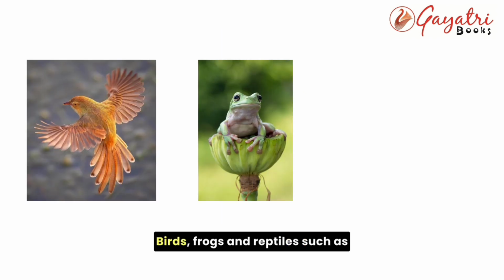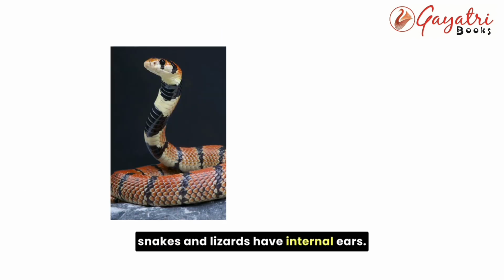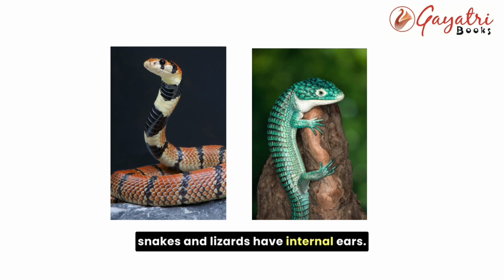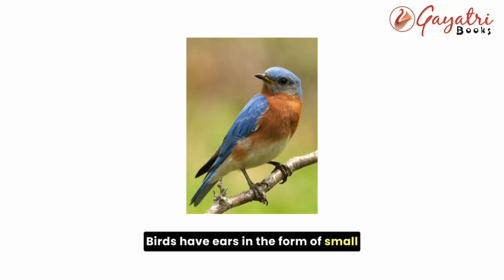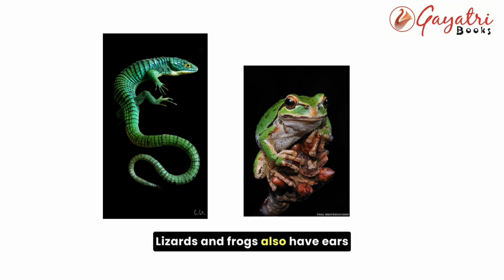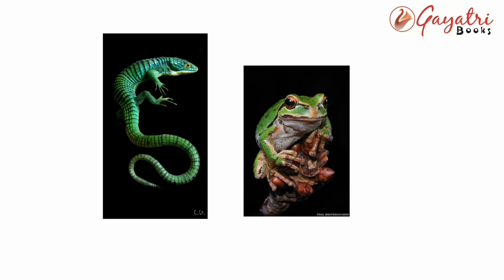Birds, frogs and reptiles such as snakes and lizards have internal ears. Birds have ears in the form of small openings on either side of the head. These openings are covered with feathers. Lizards and frogs also have ears in the form of small holes.